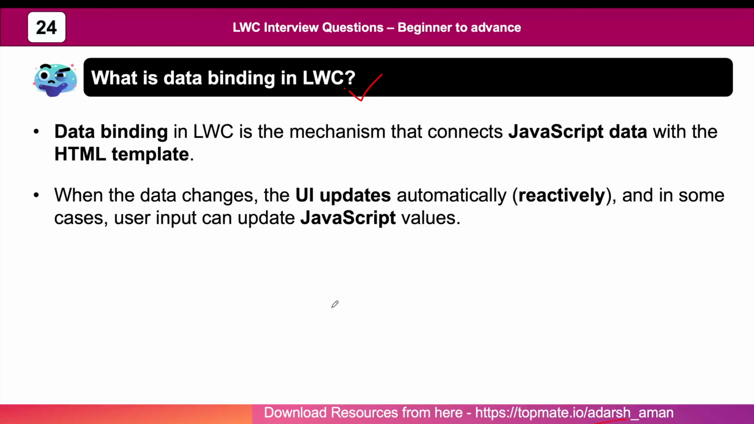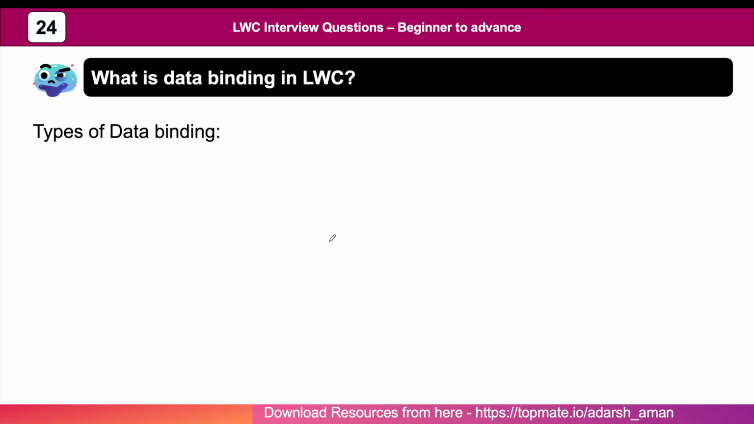The next point is, when the data changes, the UI updates automatically, reactively, and in some cases user input can update JavaScript values. So you need to remember, data binding is the mechanism in which the data between HTML and JavaScript is connected. Let's understand what the types of data binding are.